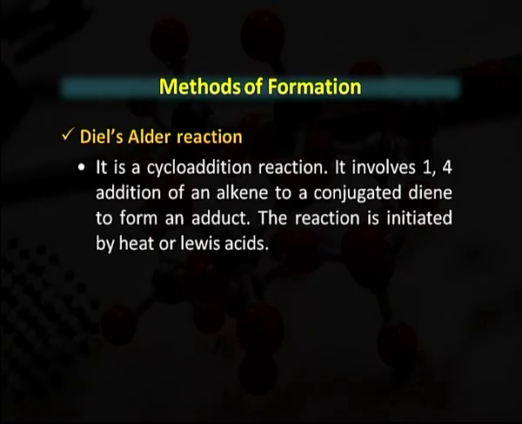Cycloalkanes can also be prepared by using Diels-Alder reaction. In this we may say that this is a cycloaddition reaction. It involves 1,4 addition of an alkene to a conjugated diene to form an adduct. The reaction is initiated by heat or Lewis acids. So, we have used the terms conjugated diene and alkene.